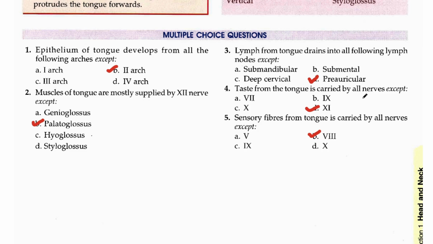Taste from the tongue is carried by all nerves except, the answer is the 11th cranial nerve, which does not carry any of the taste sensations from the tongue. Sensory fibers from the tongue are carried by all nerves except the 8th cranial nerve. So with this, we complete the long answer question of the tongue and the few MCQs that we have solved today. So good luck for your exams. Thank you.